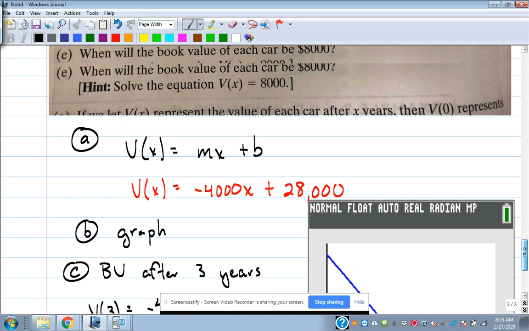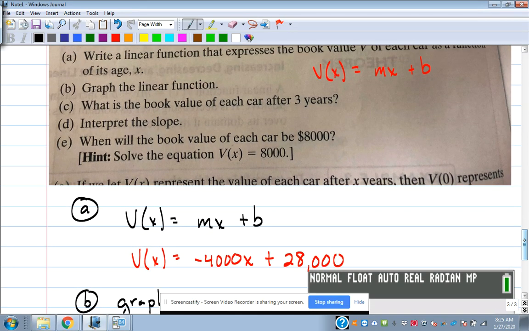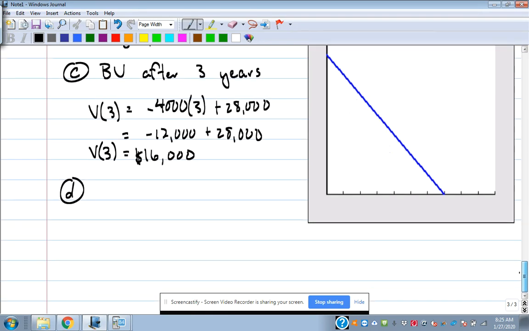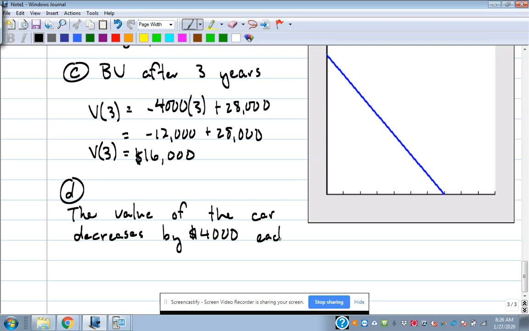D part on the same problem asks us to interpret the slope. So that just means we're going to write a statement about what that means. So what's the slope of this problem again? Okay, what does that mean? You guys have said it already, but the value of the car decreases by $4,000 each year. Very simple idea to interpret the slope. And it's just in the context of the problem that you have.